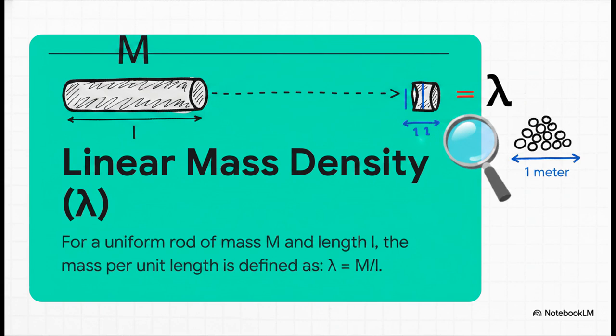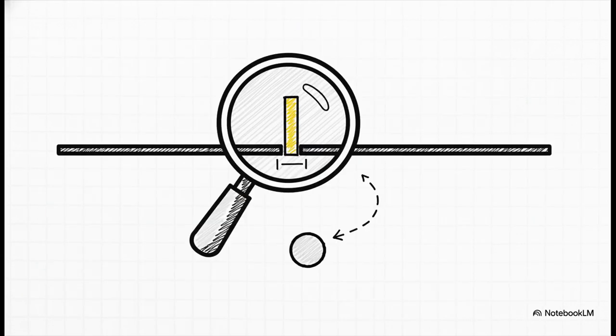So, first things first. Since the rod's mass is spread out evenly, we can define something called linear mass density, which we represent with the Greek letter lambda. It's super simple. It's just the total mass of the rod, big M, divided by its total length, L. It basically just tells us how much stuff is packed into every little inch of the rod. Now that we have that density, we can look at our conceptual slice of the rod. Let's say this tiny slice has a little length dx.